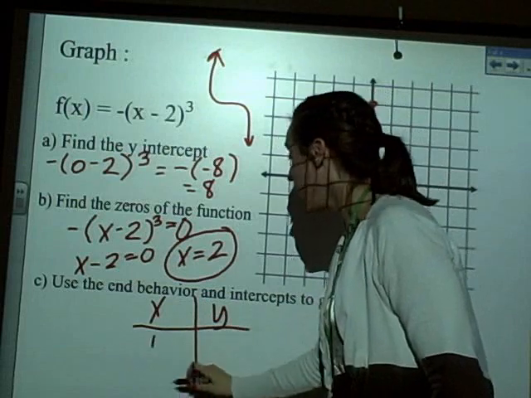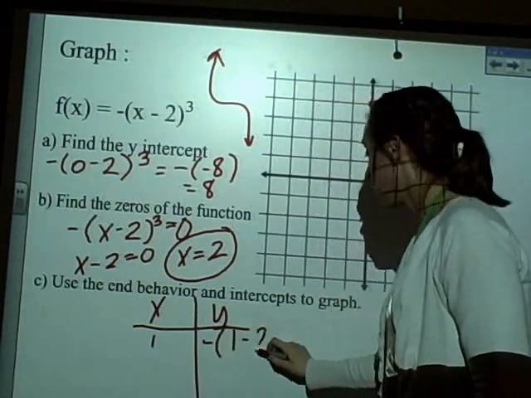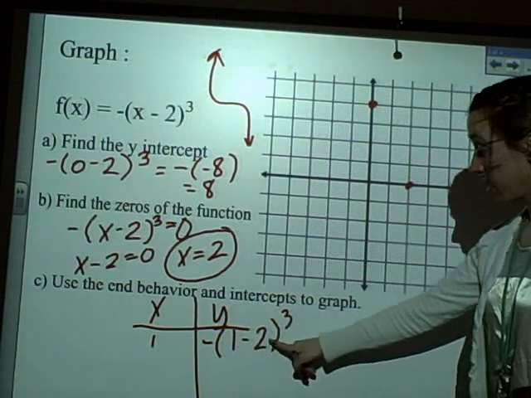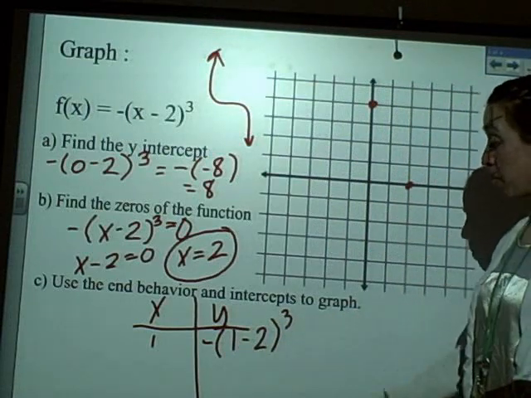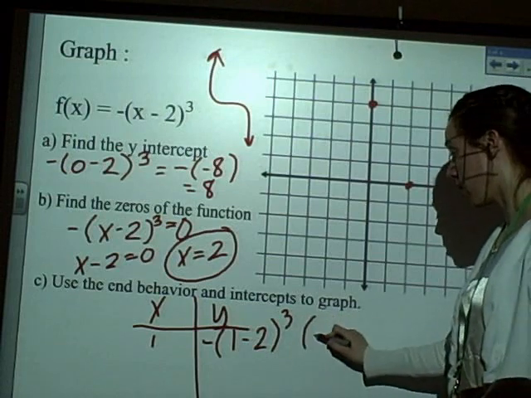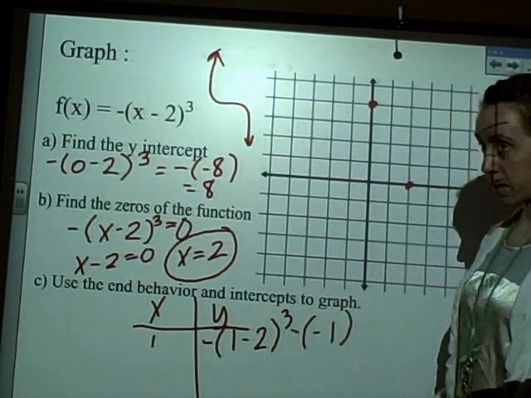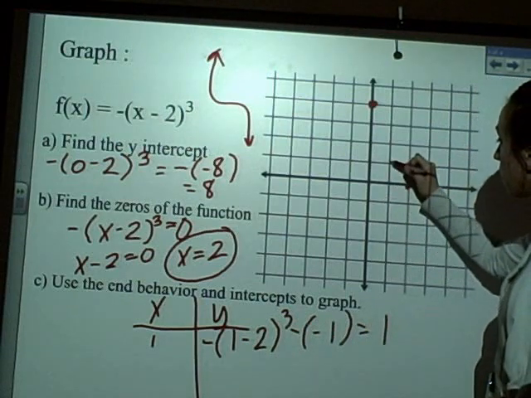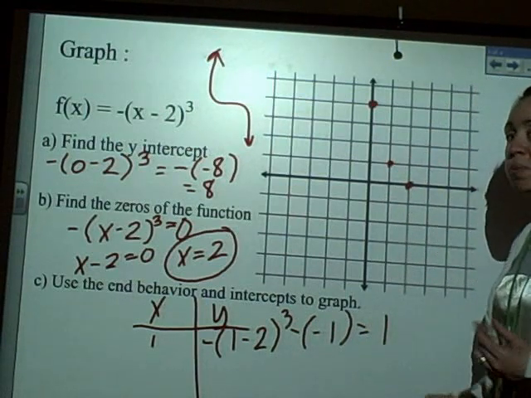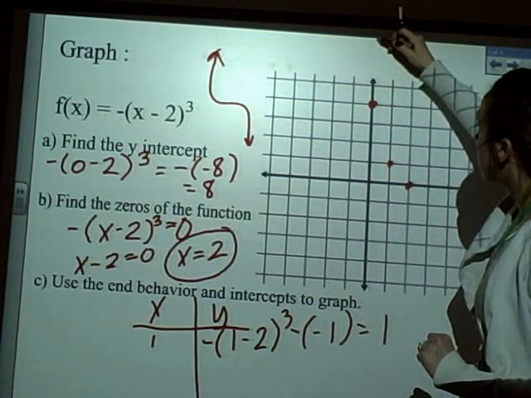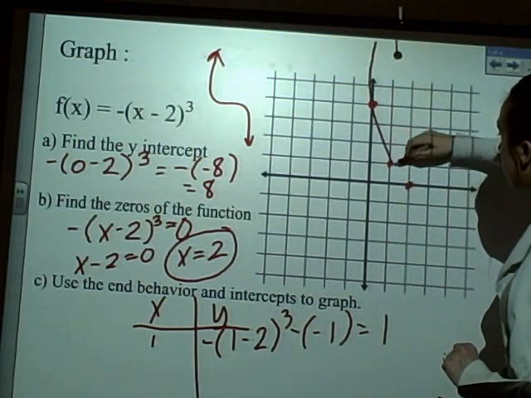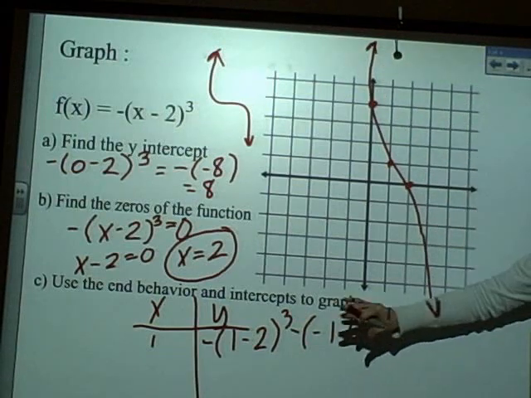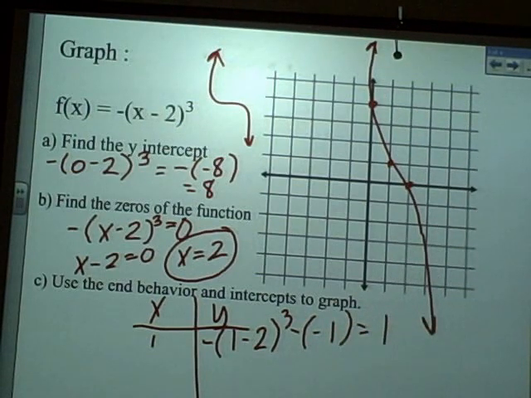So when x is 1, I'm going to simplify 1 minus 2 is negative 1. Negative 1 to the third power is negative 1. Negative 1 times negative 1 is 1. So when we simplify that, we get the point 1, 1. So it kind of helps a little bit to get that. So we can kind of sketch our curve in there. The more points that you pick, the better graph that you're going to get.